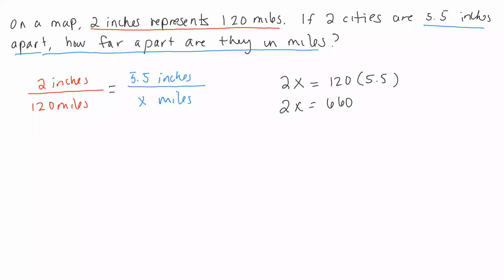So looking at X, we can see that X was multiplied by 2. I need to undo the multiplication of 2 and X. And I need to remember to maintain equality. So if I do something on the left, I need to do the same something on the right. On the left, the 2's cancel, leaving me just 1X. And then on the right, 660 divided by 2 is 330. Well, 330 what? Go back to the problem. What was X? X was the number of miles apart 2 cities are. So we would say these 2 cities are 330 miles apart.